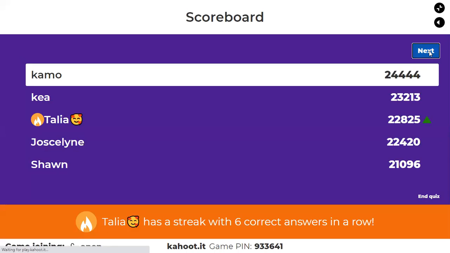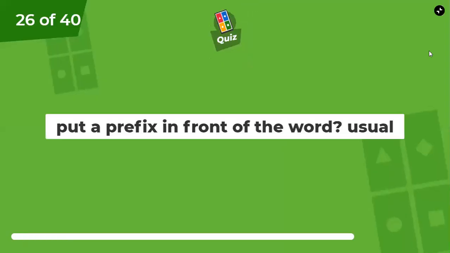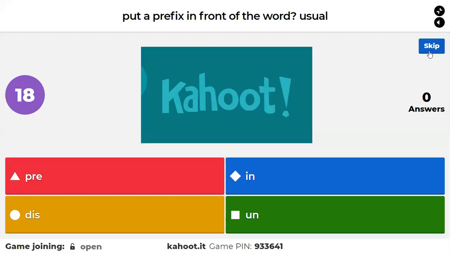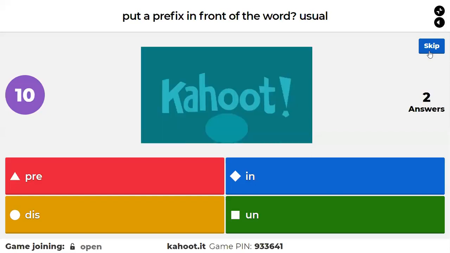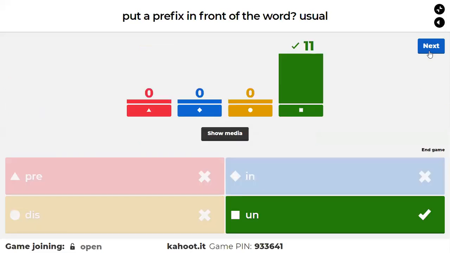Okay, so put a prefix in front of the word usual. Red is pre, blue is in, yellow is dis, and green is un. Yes, it's unusual.